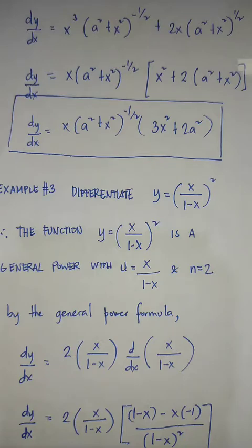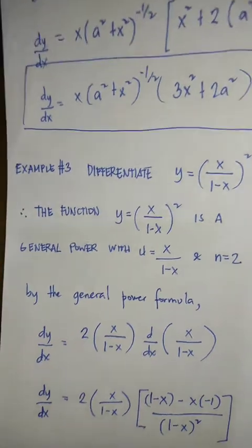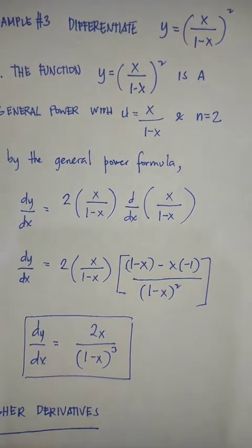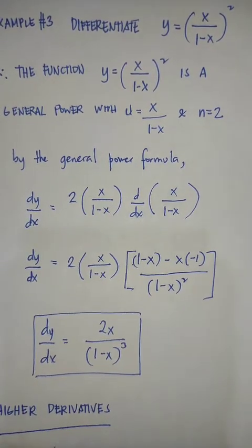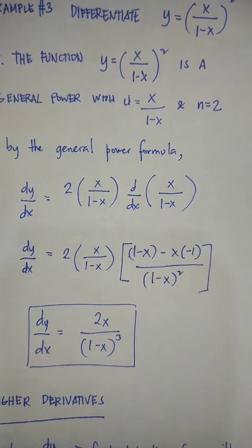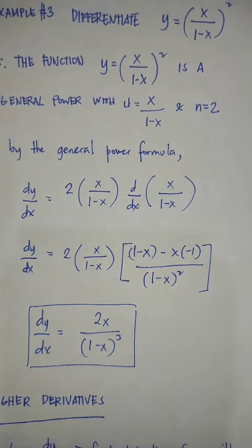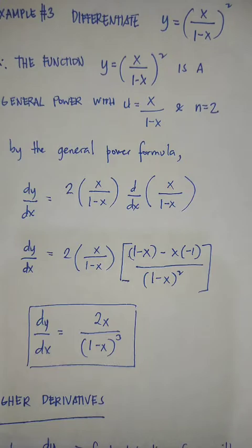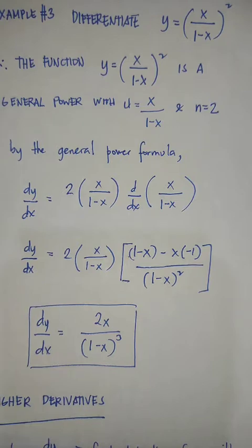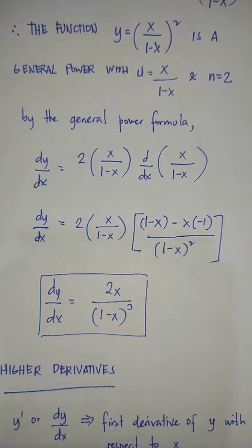So, simplifying further for the problem, so maglet ka na ng u which is x over 1 minus x and then ang n mo is 2. So, parang simpleng power function lang siya or formula. So, yung power formula, yung derivative ng labas times derivative ng loob which is derivative of quotient. So, ang sagot is 2x over 1 over quantity 1 minus x quantity cube.